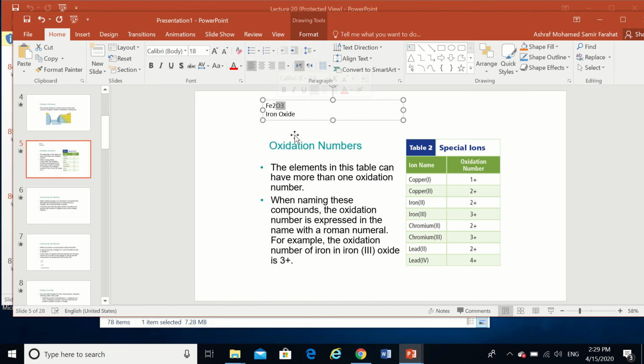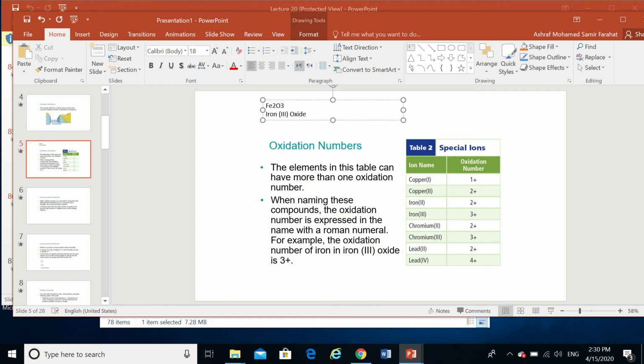Now where do they come from? They come from the iron, right? Now I have only 2 atoms of the iron, so they have to provide 6 electrons, so each one needs to provide 3 electrons. So it must be the 3 plus, okay? So when I write the name of that compound, I will write iron(III) oxide.